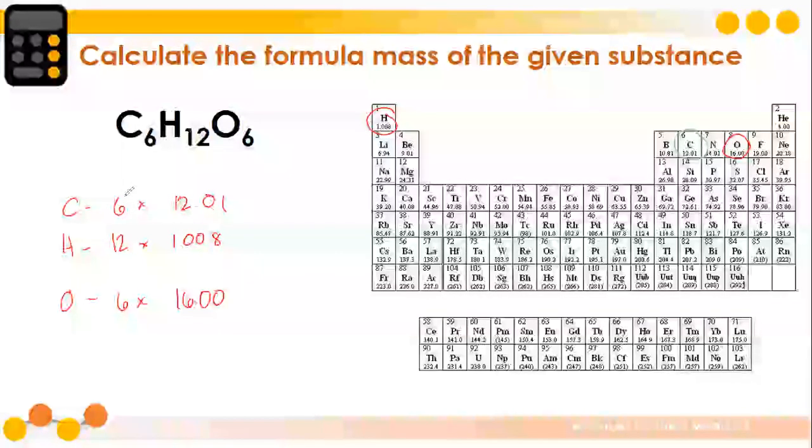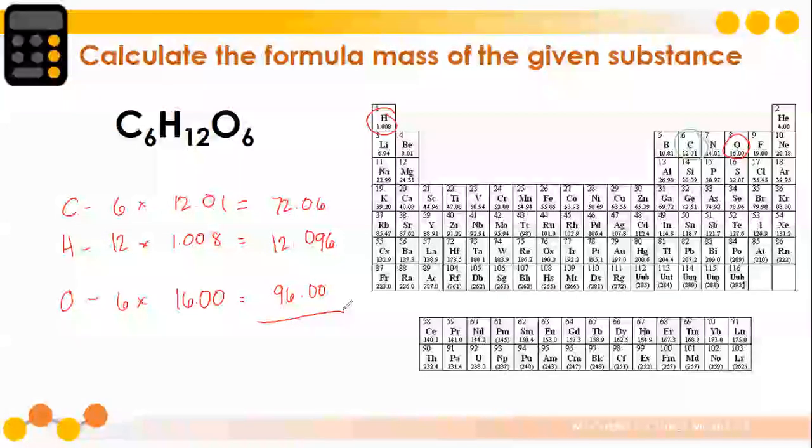Again, you just need to multiply the number of carbons by its atomic mass, and then you add all of the quantities. So for carbon, we have 72.06. Hopefully, you're following as we are solving it. For hydrogen, we have 12.096. And then for oxygen, we have 96. Add this decimal point. And then all you need to do is add all of the values.